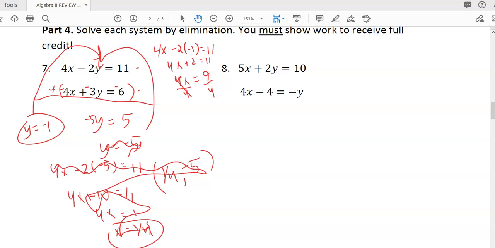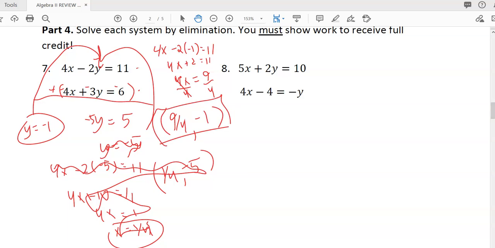9 minus 3. 9 minus 3 is 6. That works. So that actually works. So the answer is 9/4, comma, -1. It's kind of a tougher one, and to be a fraction there.